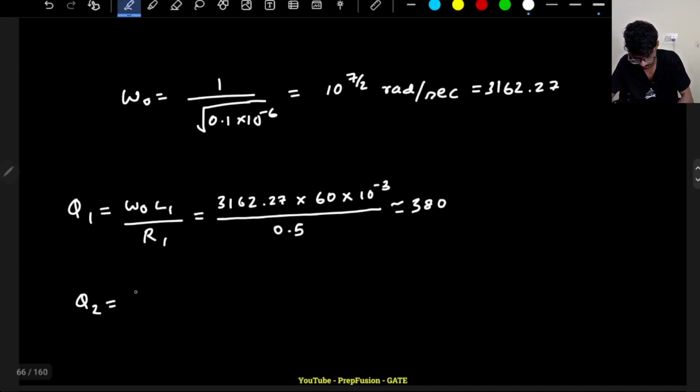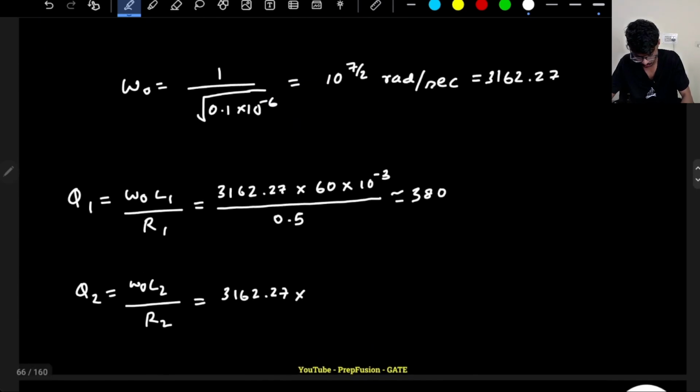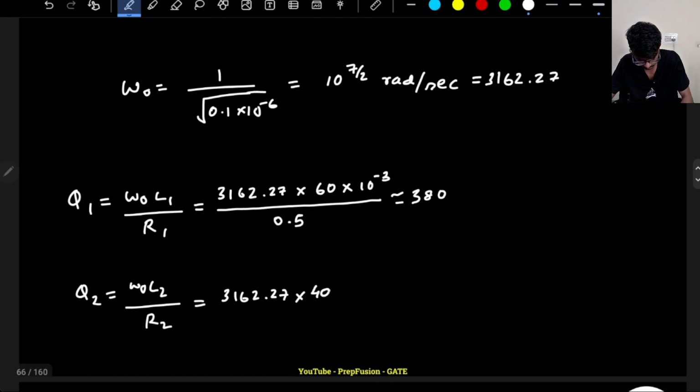Quality factor of the second coil will be omega naught into L2 divided by R2. This will be equal to 3162.27 into L2. L2 is how much? 40 millihenry, and R2 is 1 ohm. So 40 millihenry is 40 into 10 raised to power minus 3, divided by 1.